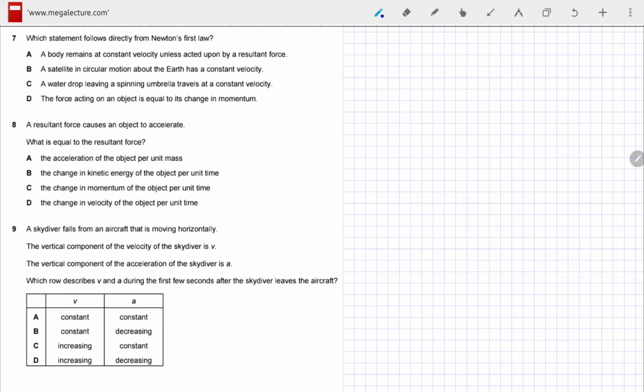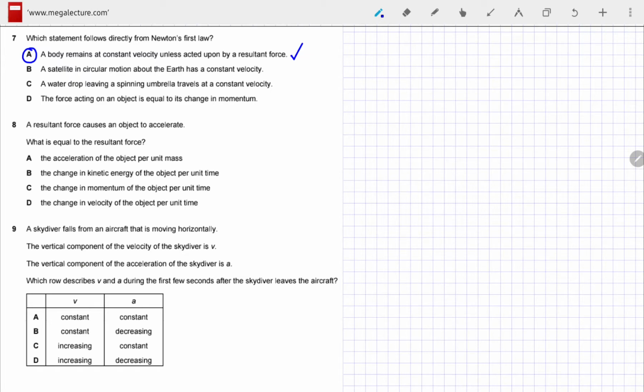Question number 7 says, which statement follows directly from Newton's first law? So what do we know from Newton's first law? The statement of Newton's first law is something like this: a body is going to remain at rest or at constant velocity unless there is some net force acting on the object, right? So if you look at all these options, the only option that makes sense is option A, right? It matches exactly with Newton's first law, also known as the law of inertia.